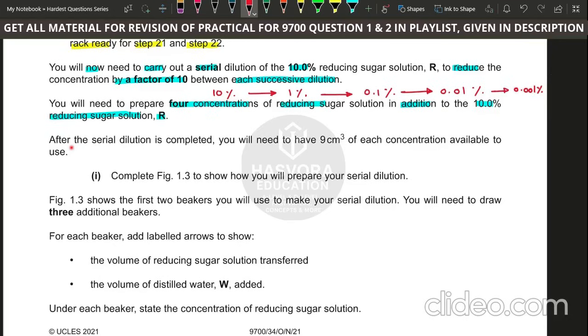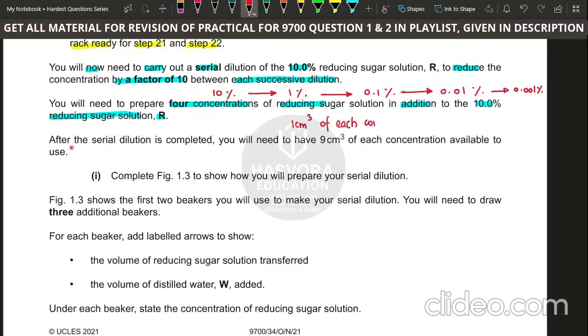Now most students will be wondering that whenever we are halving the concentration, we take half of that concentration and half of the water. If you cannot understand it like that, one of the main basic ideas is that you are reducing it by a factor of 10. You are taking 1/10 of it. So you will take 1/10, or 1 cm cube here, because the total solution is 10 cm cube. So you will be taking 1 cm cube of each concentration.